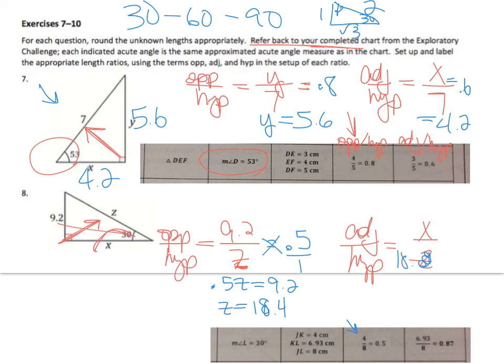I'm running out of room. 18.4. So let's compare it to our adjacent over hypotenuse, which is 0.87. Just getting it from that chart. Multiply, so I have 18.4 times 0.87, and I get x equals 16.0. Okay, so I found similar triangles and I'm comparing my ratios, which makes total sense. Okay, let's try another one.